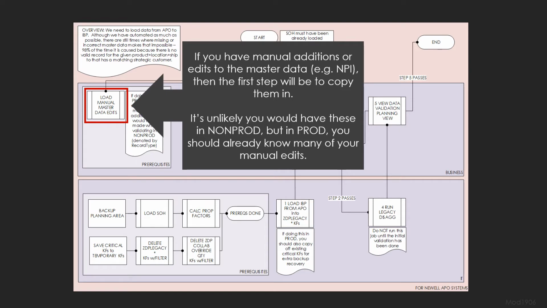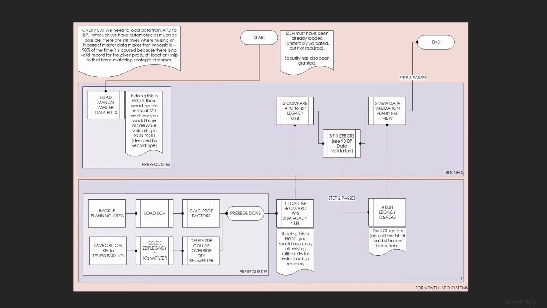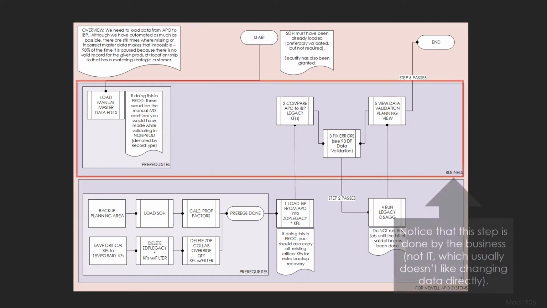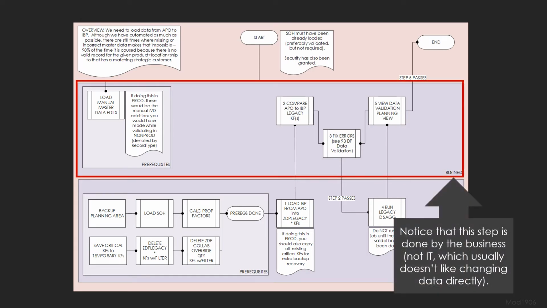If you have manual additions or edits to the master data, for example, new product introduction, then the first step will be to copy them in. It's unlikely you would have these in non-prod, but in prod, you should already know many of your manual edits. Notice that this step is done by the business, not IT, which usually doesn't like changing data directly.